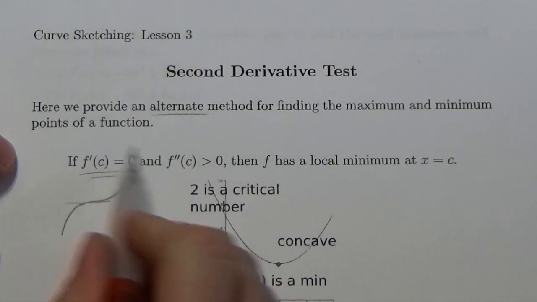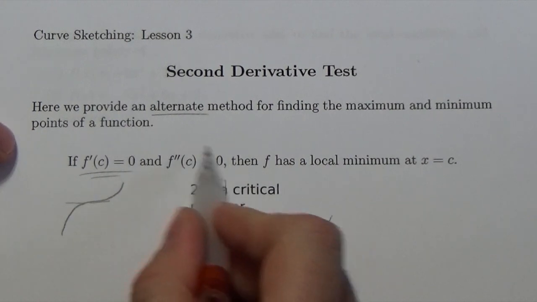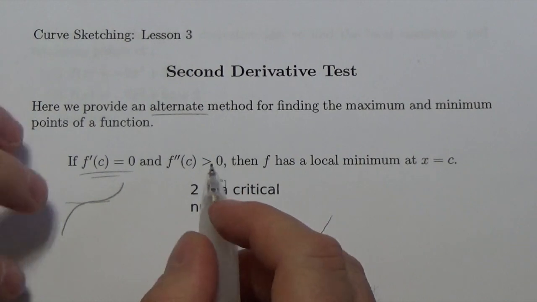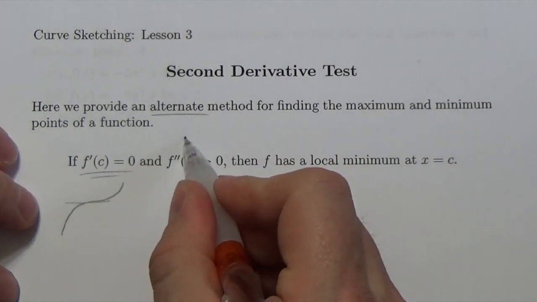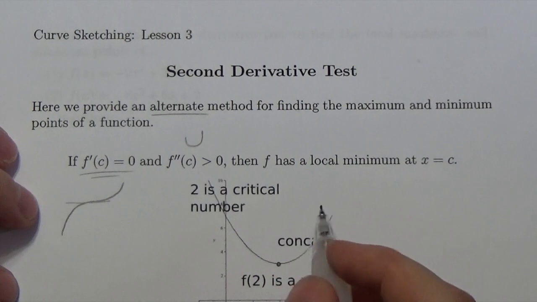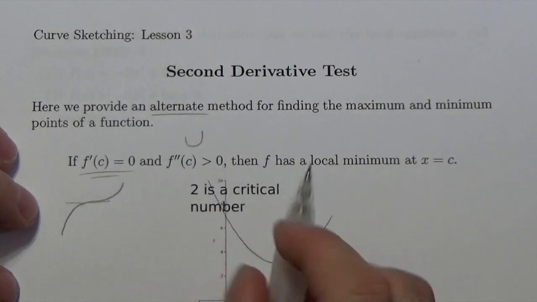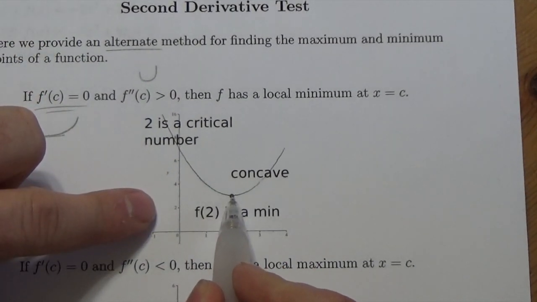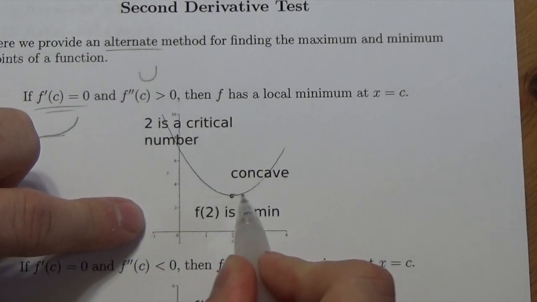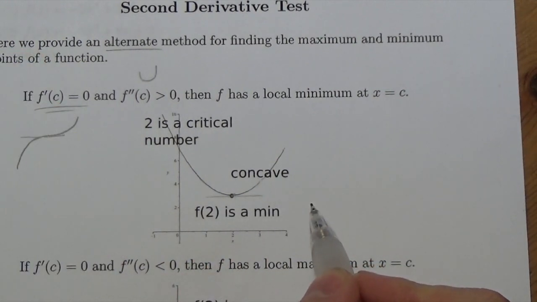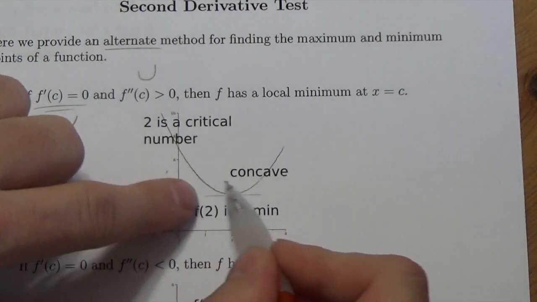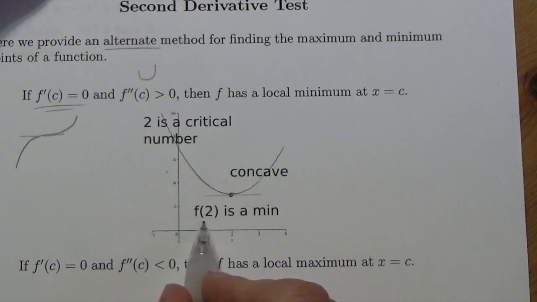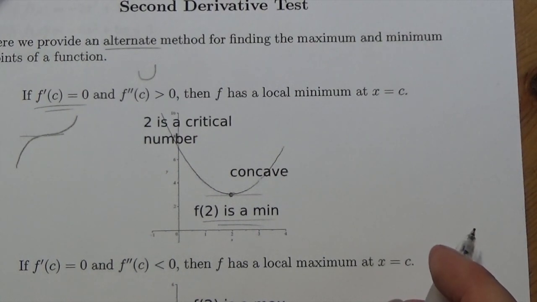But if that's true, and at the same time the second derivative is positive, which we saw in a previous lesson implies that the function is concave up, then the function must have a local minimum at x equals c, because here's what's going on. At this value, the slope of the tangent line is going to be 0, but we also know that the graph is concave up at the same time. Well, that's what it must look like, which means that this must have a minimum value right there.